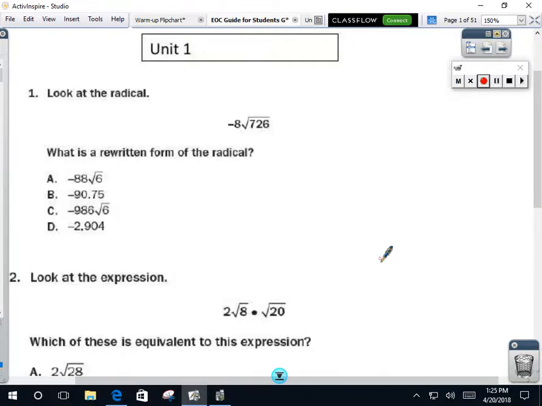Okay, today we are going to start going over the EOC packet, starting with Unit 1. It says, look at the radical. What is a rewritten form of this radical? Now, I am aware that most of you will just type this in, and you'll get the decimal version of it, and then you'll type in the choices until you find that same decimal version.